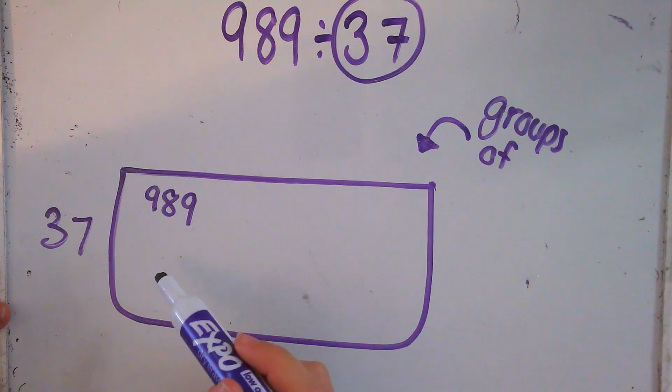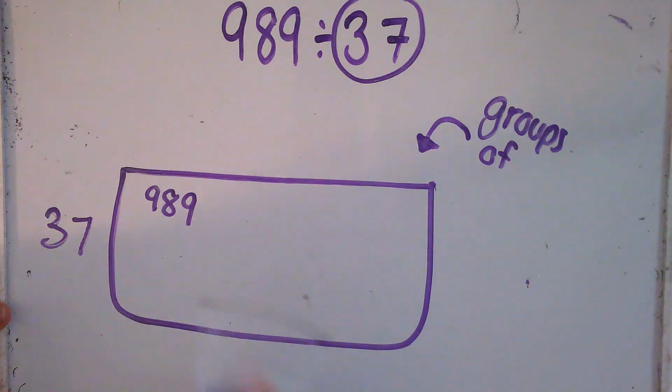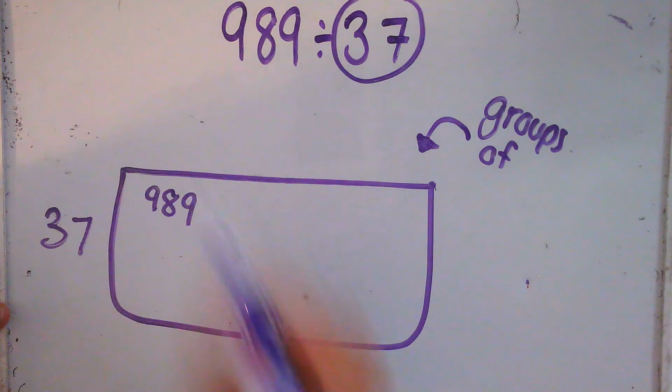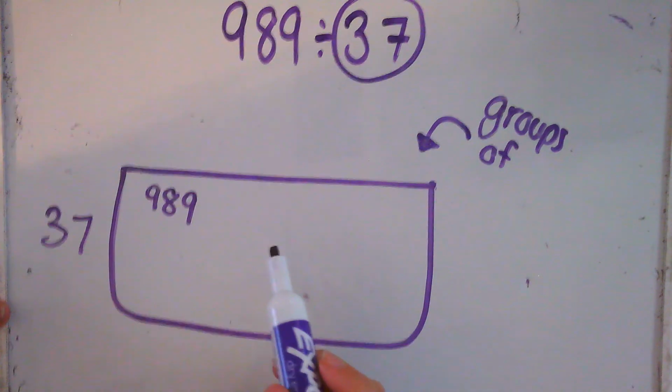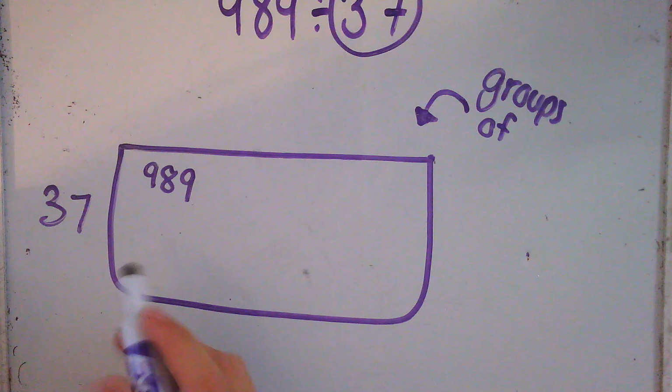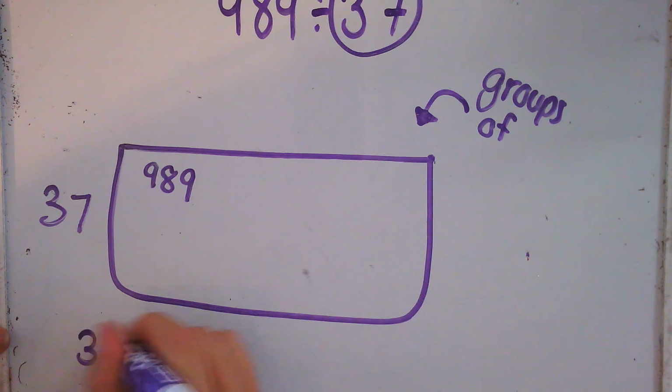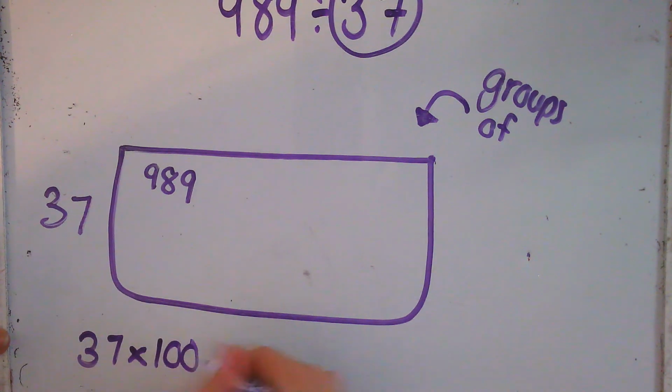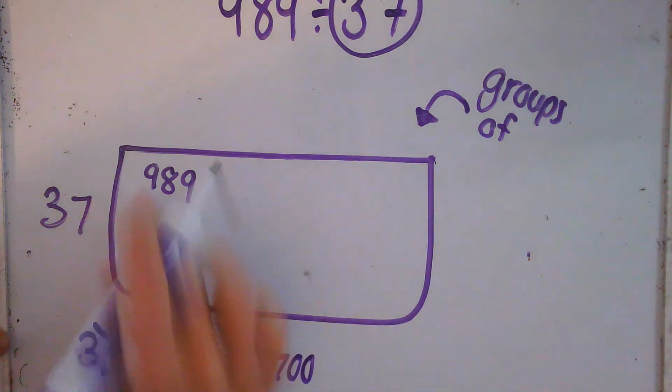Remember, we always want to take out a nice number. We always want to take out 10 groups or maybe 100 groups, okay? Let's see if we can take out 100 groups. Figure out 37 times 100 on your paper. Can we take out that many groups? If we said, no, we cannot take out that many groups, you are correct. Because 37 times 100 gives us 3,700. That is way too many, okay?